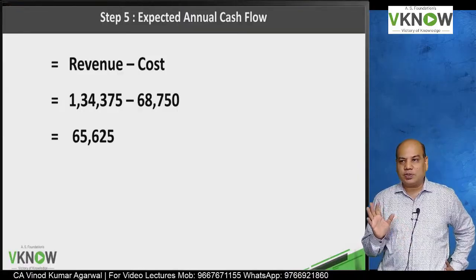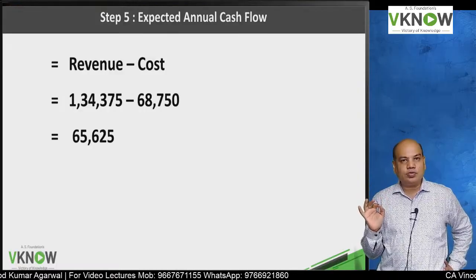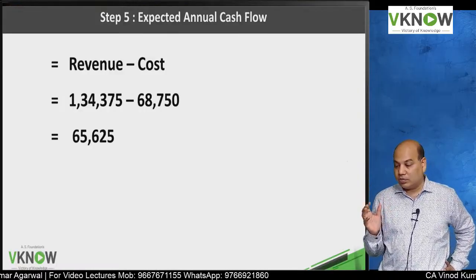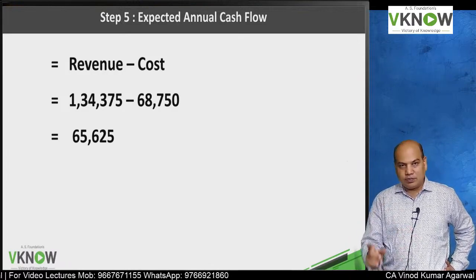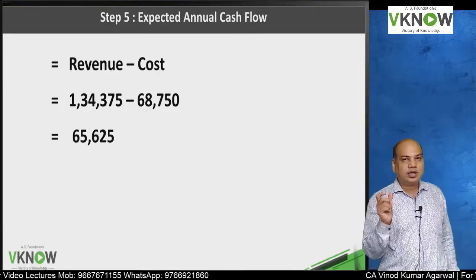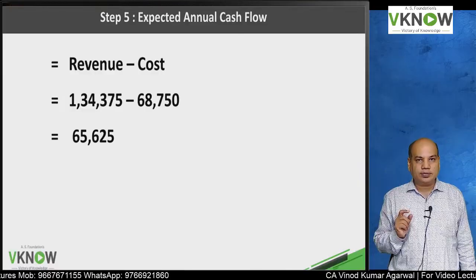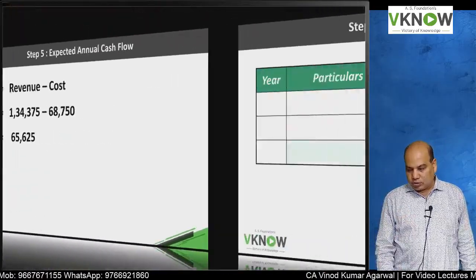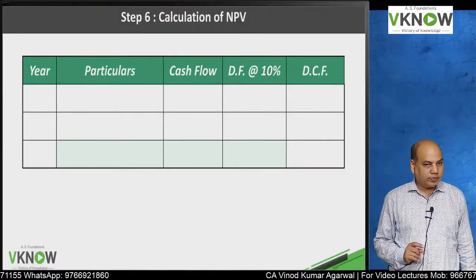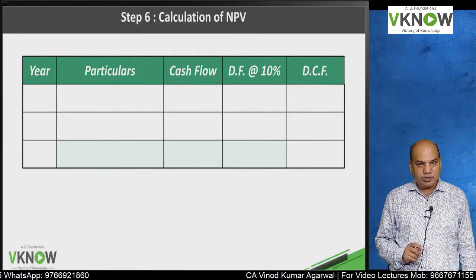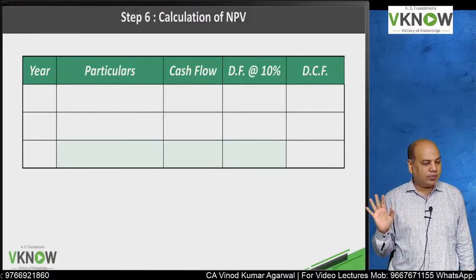After conducting experiments, we found that my average revenue is 134,375. That is likely to happen. And my average cost likely to happen is 68,750. So because of this, my average cash inflow would be 65,625. This is my average cash inflow. And now I can compute NPV. Life of the project, discount rate, initial investment we are not going to change.